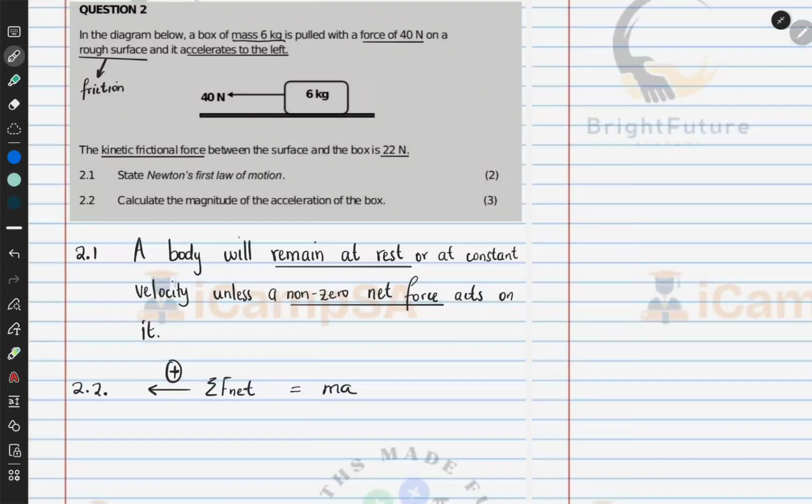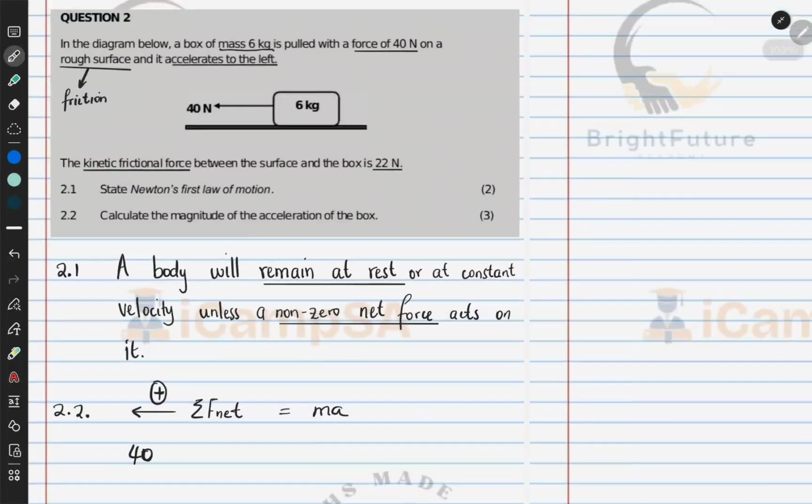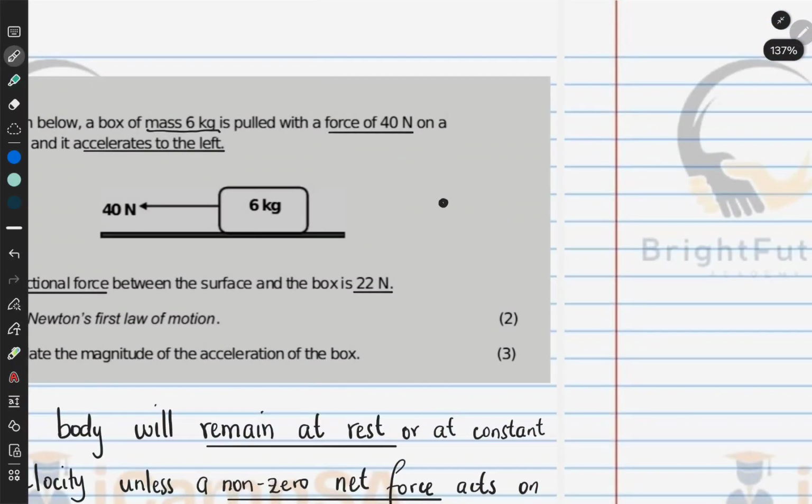Now, let's sum these forces. You have the 40N going to the left, so it's positive. You have the kinetic frictional force. If you draw your free body, actually we were supposed to draw it before we even started. Let me do this. This block will have a normal force, weight, and there's a 40N force acting that way.